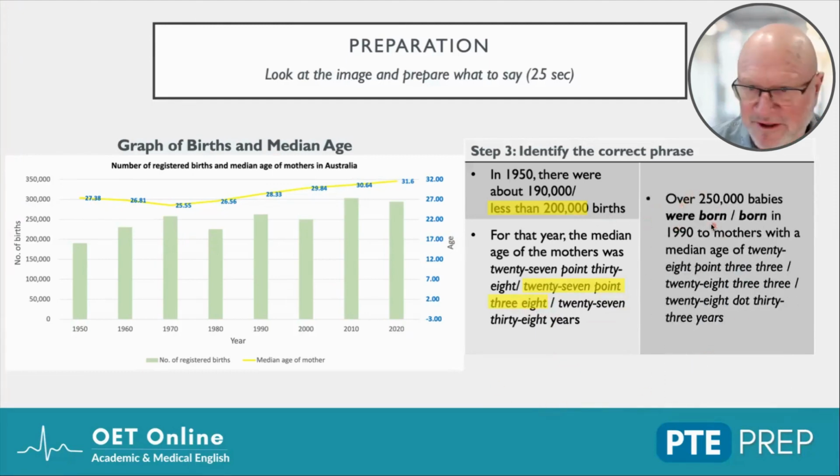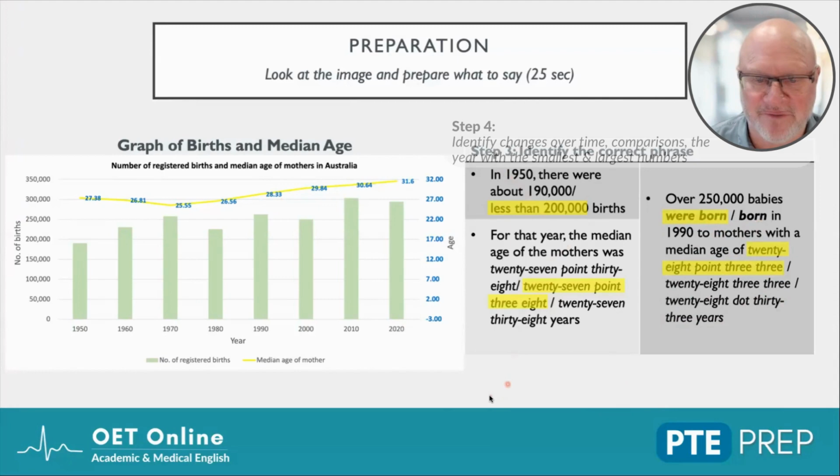Let's look at the next one. We're looking at 1990 here. So over 250,000 babies were born, or over 250,000 babies born in 1990 were born or born, active or passive? Well, the babies are passive in the birth, so we're going to use "were born", to mothers with a median age of, and the same pattern here, 28.33. So learning how to express numerical data is one of the skills of the describe image task.